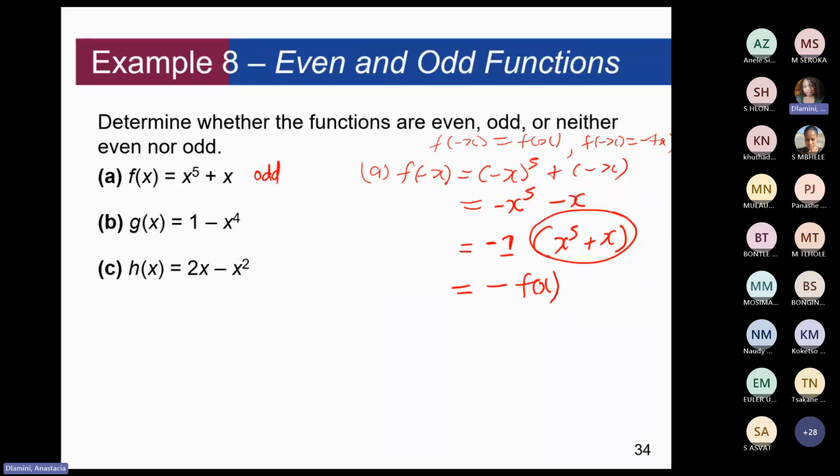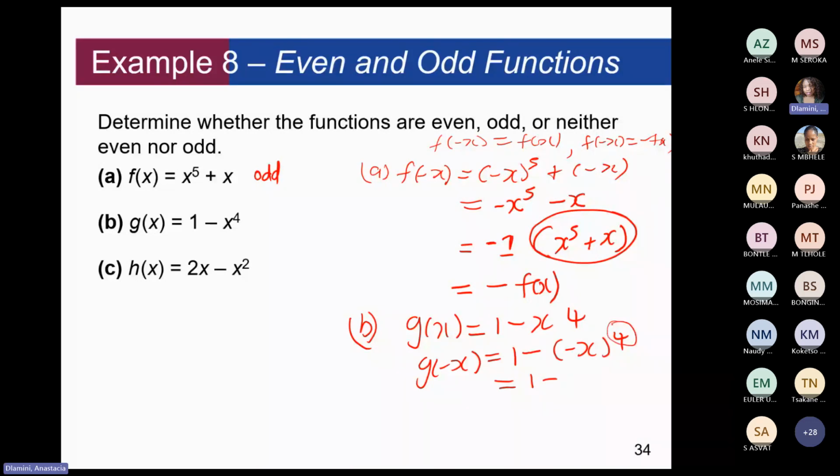So let's look at B. You have g of x equals 1 minus x to the power of 4. g of negative x equals 1 minus negative x to the power of 4. Because the power is even, this becomes positive x to the power of 4, so this is exactly the same as g of x. So this is an even function. Are we together?